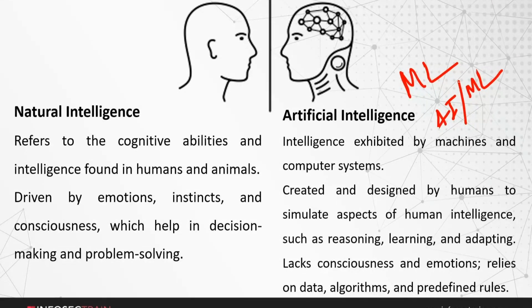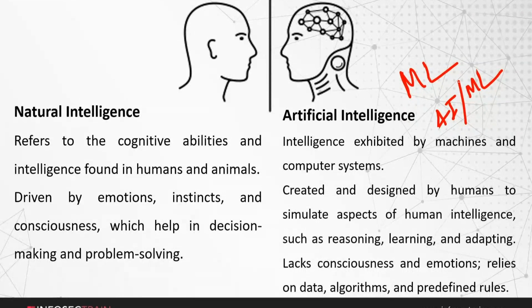So when you're talking about natural intelligence, for example, you have a huge crowd, and in the middle of the crowd, you recognize your friend's face. That's natural intelligence. And when you use facial recognition software, that is called artificial intelligence. Now, when talking about machine learning, what do you mean by this, team?